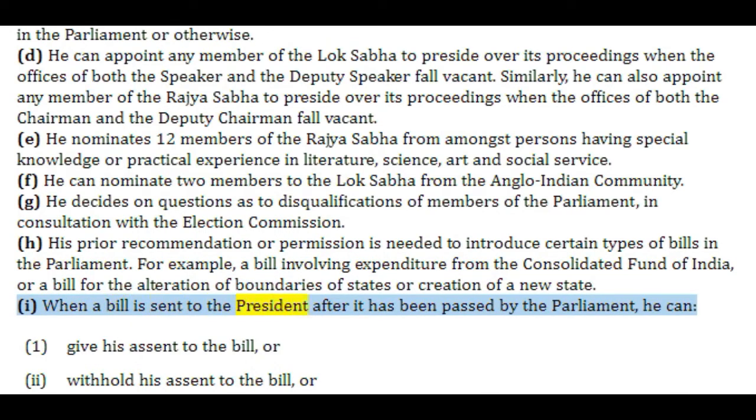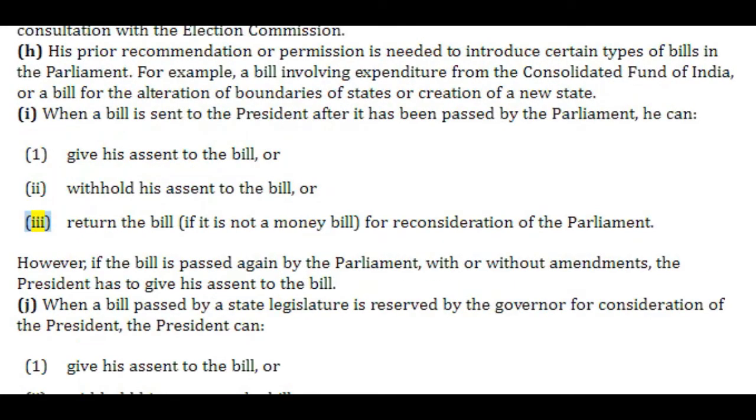i. When a bill is sent to the President after it has been passed by the Parliament, he can: 1. Give his assent to the bill, or 2. Withhold his assent to the bill, or 3. Return the bill, if it is not a money bill, for reconsideration of the Parliament. However, if the bill is passed again by the Parliament, with or without amendments, the President has to give his assent to the bill.